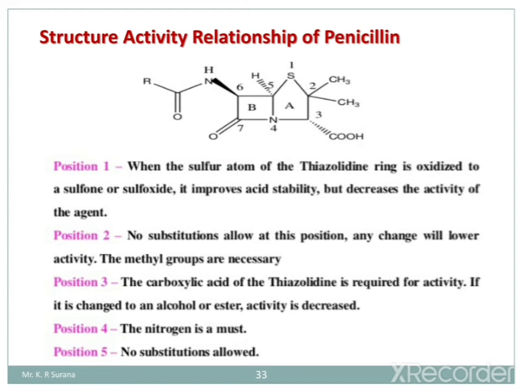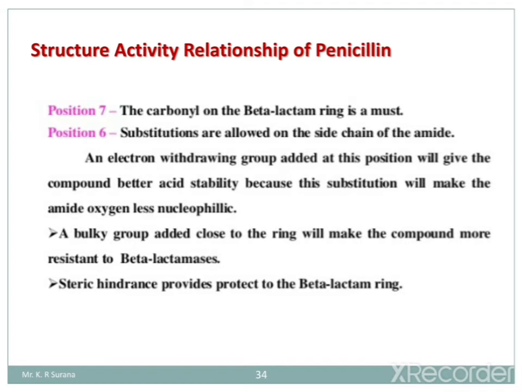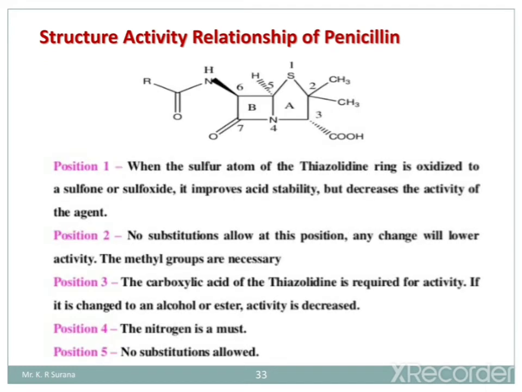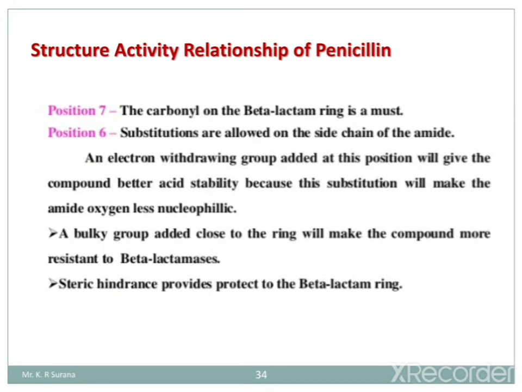Because at the 5 and 6 positions there is a cis conformation. In stereochemistry we have discussed that the cis conformation at 5 and 6 is necessary for the biological activity of penicillin. Now at the 7th position, the carbonyl on the beta lactam ring is a must. You can say at the 7th position there is a C double bond O carbonyl group that is necessary for activity.